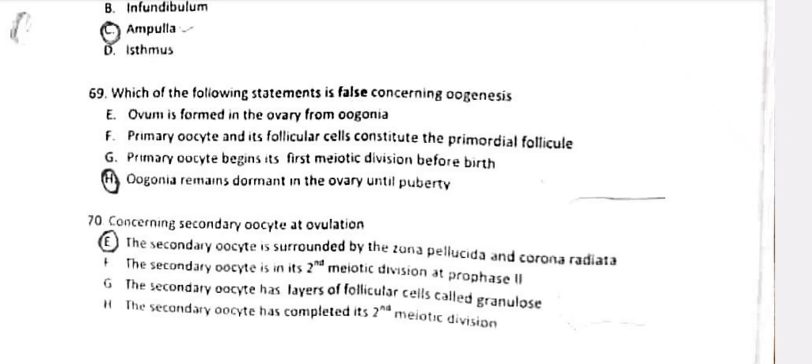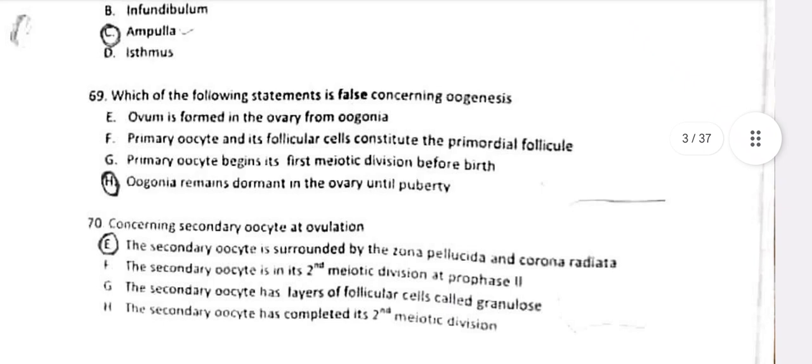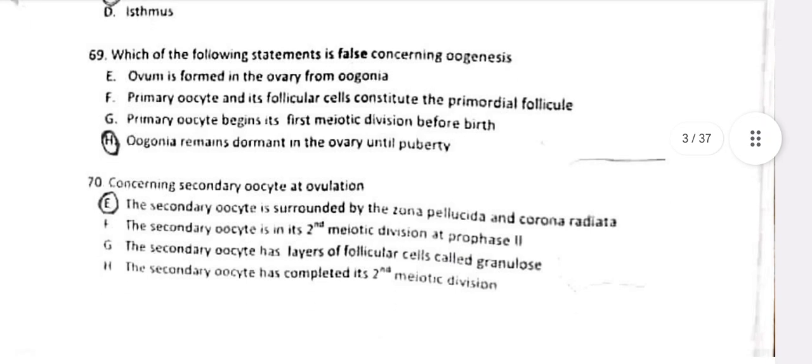So at birth you do not have oogonia, you have what we call the primary oocytes. So H is the false statement here. Don't confuse it with the first statement, which is talking about the ovum being formed in the ovary from oogonia. That is correct, because if you're talking about the ovum being formed, it starts from oogonia. Even though it starts before birth, it starts from oogonia, and that's when the ovum is going to be formed. So H here, which is saying oogonia remains dormant in the ovary until birth, is the false statement.